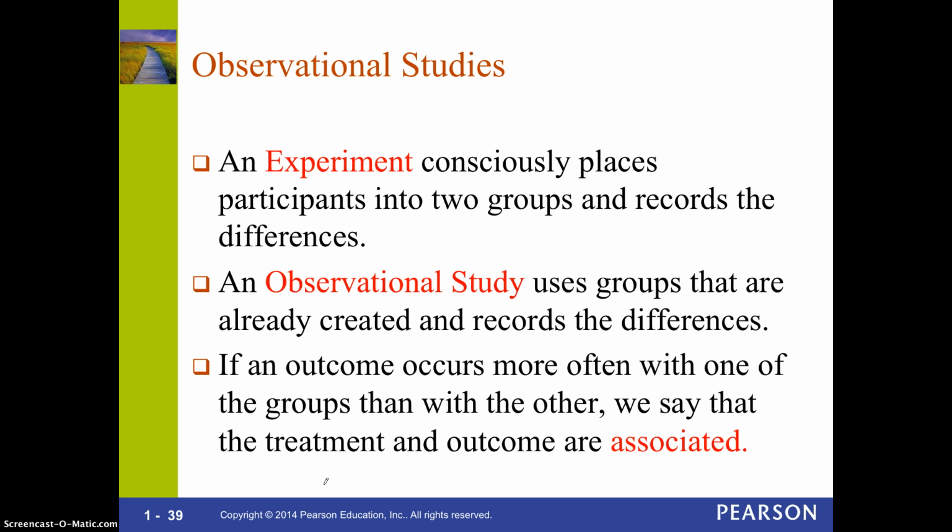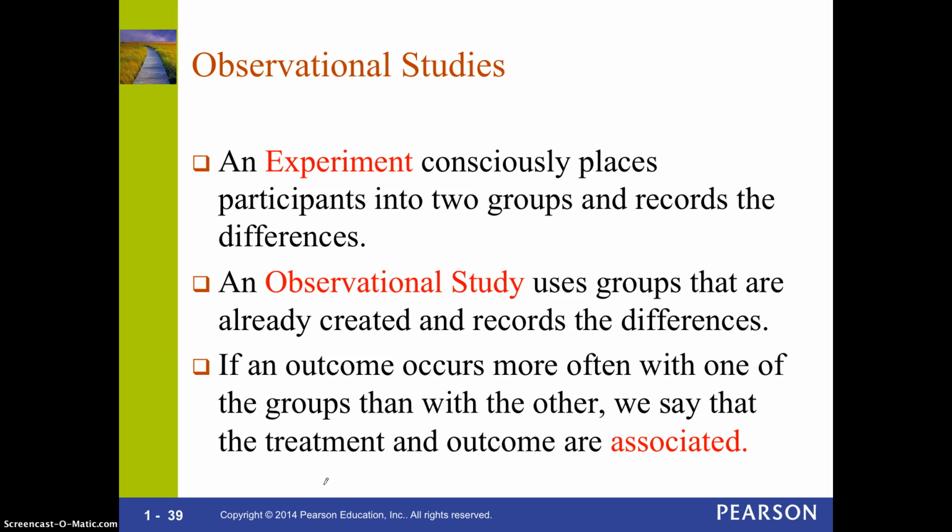Okay, so we have observational studies and experiments. So in an experiment, you put people into groups and you apply some treatment to them, okay, and then you record the difference between the two groups. In an observational study, the groups are usually self-selected. So if an outcome occurs more often with one of the groups than the other, we say that the treatment and outcome are somehow associated.